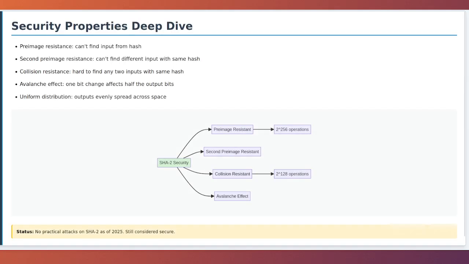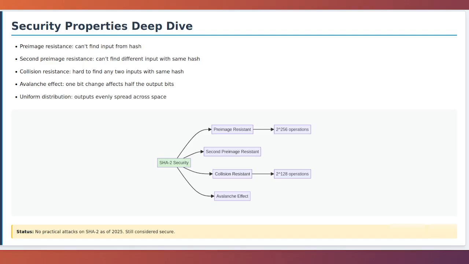Security Properties Deep Dive. Let us examine the security properties that make SHA-2 suitable for cryptographic applications. Property 1 is preimage resistance, also called the one-way property. Given a hash output H, it should be computationally infeasible to find any message M such that hash of M equals H. For SHA-256, this means an attacker would need to try approximately 2 to the 256 different inputs before expecting to find one that hashes to a target value. That is more atoms than exist in the observable universe.